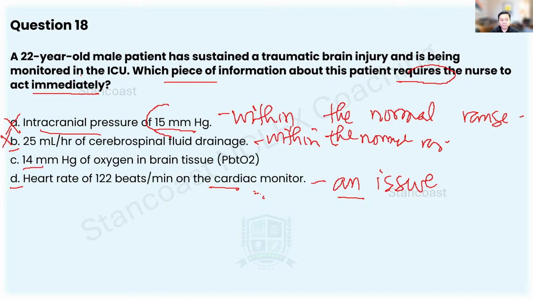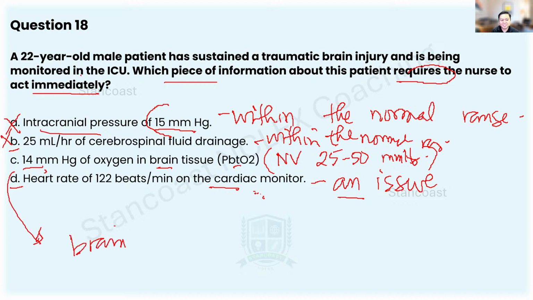Now, if you see that your patient has a PbTO2, or oxygen in the brain tissue, of 14, this is a significant value. Why? Because the PbTO2 should be within 25 to 50. Okay? Normal value should be within 25 to 50 mmHg. That is our basis that our patient's brain is getting enough oxygen. The value of 14 is very low. This is telling us that there is brain ischemia.